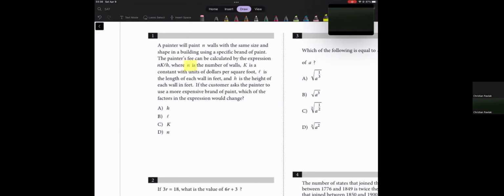So we can kind of go through it. N is the number of walls. That has nothing to do with the money. K is the constant in units of dollars per square foot. So that has money. L is length, H is height. So the only thing that actually has to deal with money is K, and that's why the correct answer is K.